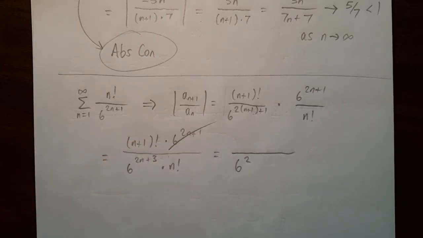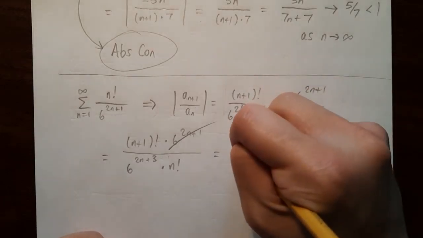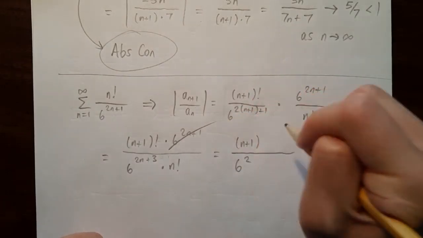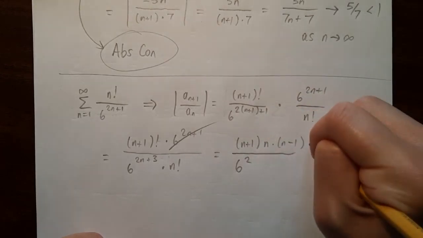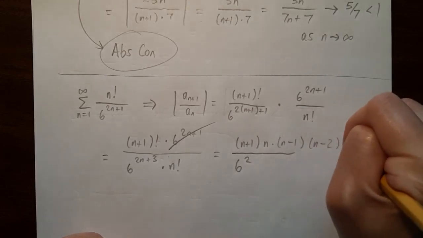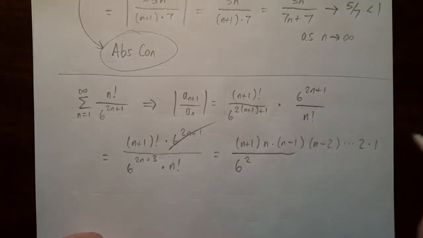Now, what about these? Can I simplify factorials? Well, let's think about it for a second. What is the definition of a factorial? The idea is you start at whatever number is listed there, and you multiply it by all of the numbers that are below it all the way down to 1. So n plus 1 factorial can be written as n plus 1 times n times n minus 1 times n minus 2, and so on all the way down to 2 times 1.